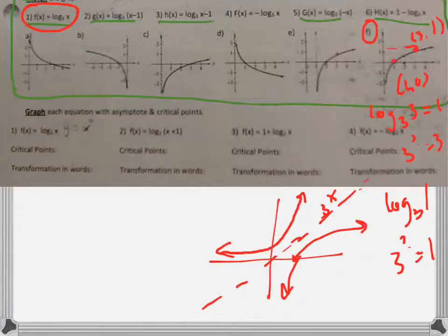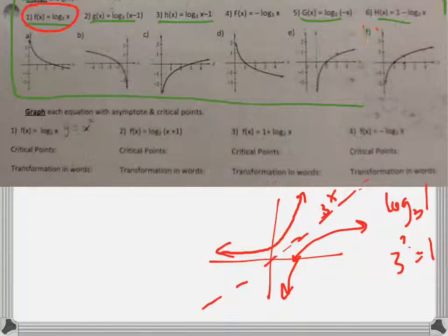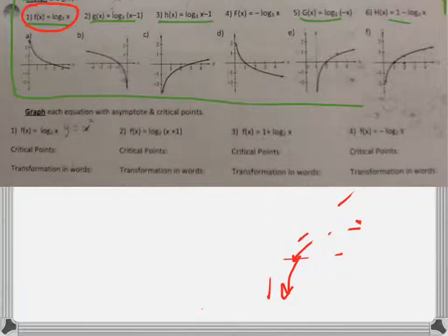Let me go ahead and erase this off here. And now let's use that base graph and transform it to find our other graphs. So let me go ahead and circle this so we know that we've already chosen F. Alright, now let's do this one in blue, number 2.